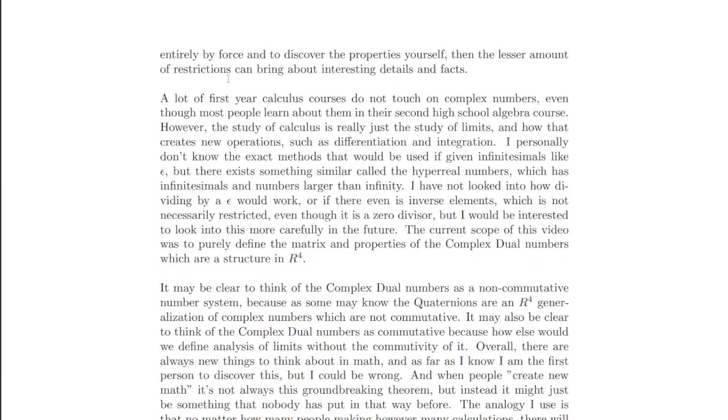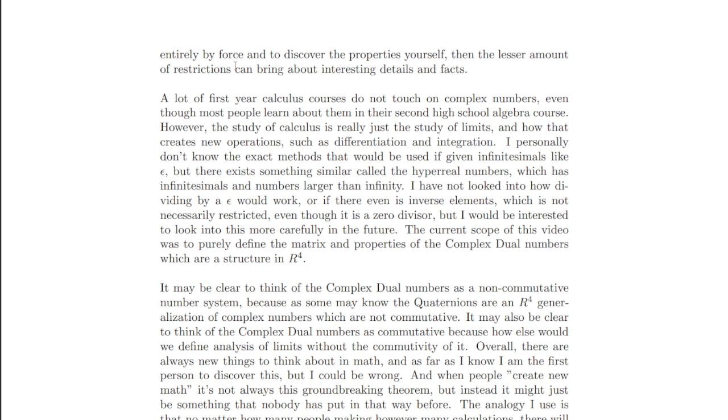But then, here, think about it like this. A lot of first-year calculus courses don't touch on complex numbers, even though most people learn about them in their second high school algebra course, right? With the quadratic formula. However, the study of calculus is really just the study of limits and how that creates new operations such as differentiation and integration. I personally don't know the exact methods that would be used to give infinitesimals like epsilon a place in calculus because they are very algebraic and exact rather than limits.